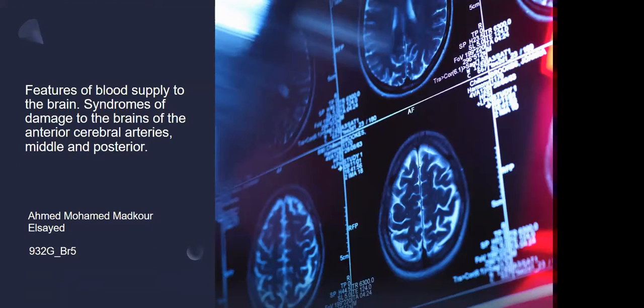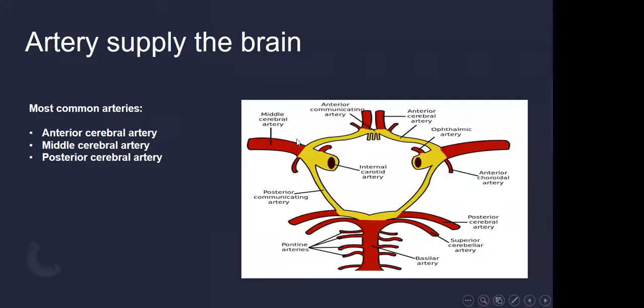My presentation is about features of blood supply to the brain and syndromes of damage to the brain of the anterior cerebral artery, and the middle and posterior. Next. Arteries supply the brain. The most common arteries are the anterior cerebral artery, and the middle and posterior.